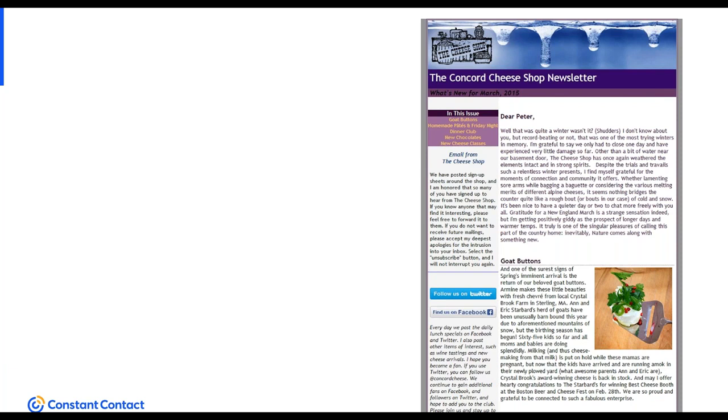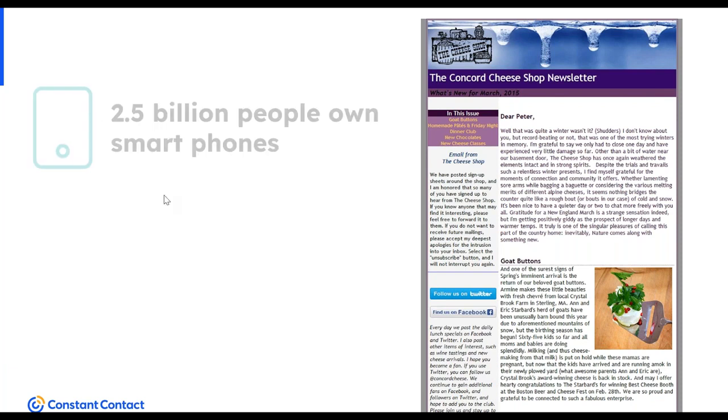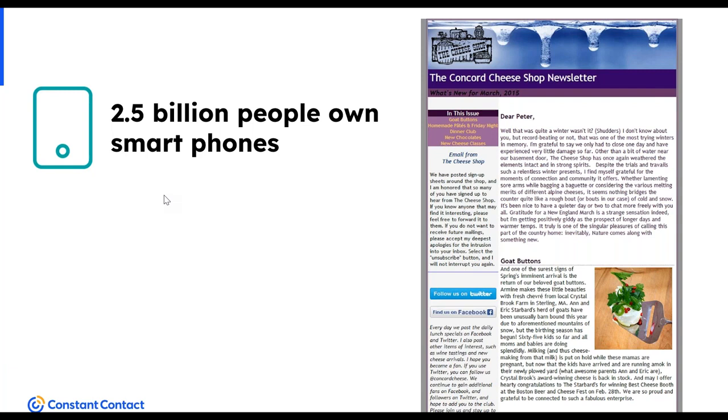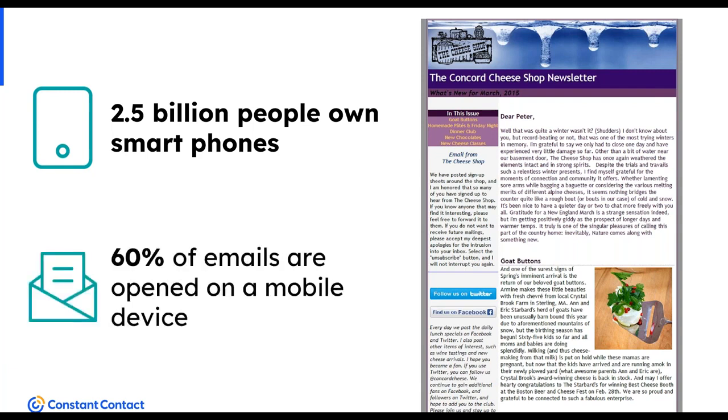Email marketing today allows you to reach your customers or members wherever they are, including on their mobile phone. Just think, over 2.5 billion people in the world own smartphones, and approximately 60% of emails are opened on a mobile device. Reading this email on a mobile phone would be almost impossible. Plus, this email took Peter so long to create that he didn't send on a regular basis. Those are a few reasons why you shouldn't be sending emails like this.